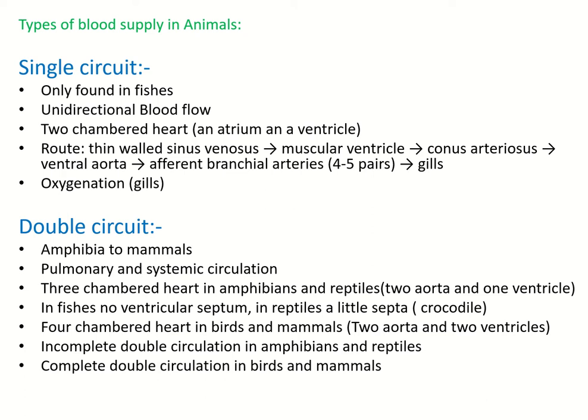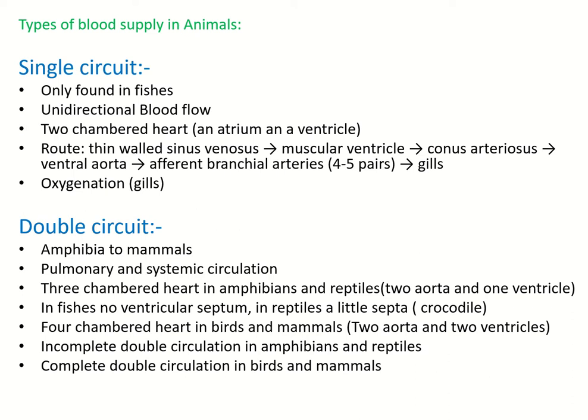Oxygen comes into the blood while carbon dioxide goes out of the blood. Whereas in double circulation, which is present from amphibia to mammals, the circulation is of two types, pulmonary and systemic circulation. Within the body of amphibians and reptiles, the heart is three-chambered, two auricles and one ventricle.